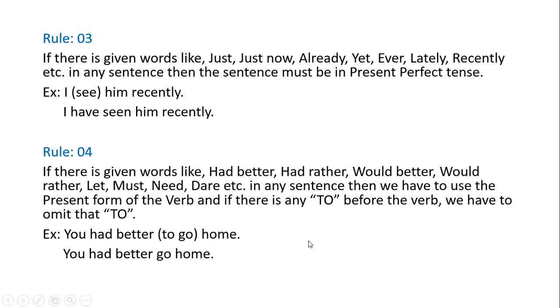Rule number 3: if there are given words like just now, already, yet, ever, lately, recently, etc. in any sentence, then the sentence must be in present perfect tense. For example, I see him recently. You see in the given sentence there is a word recently. So by noticing this word, we can easily find out that this sentence must be in present perfect tense.